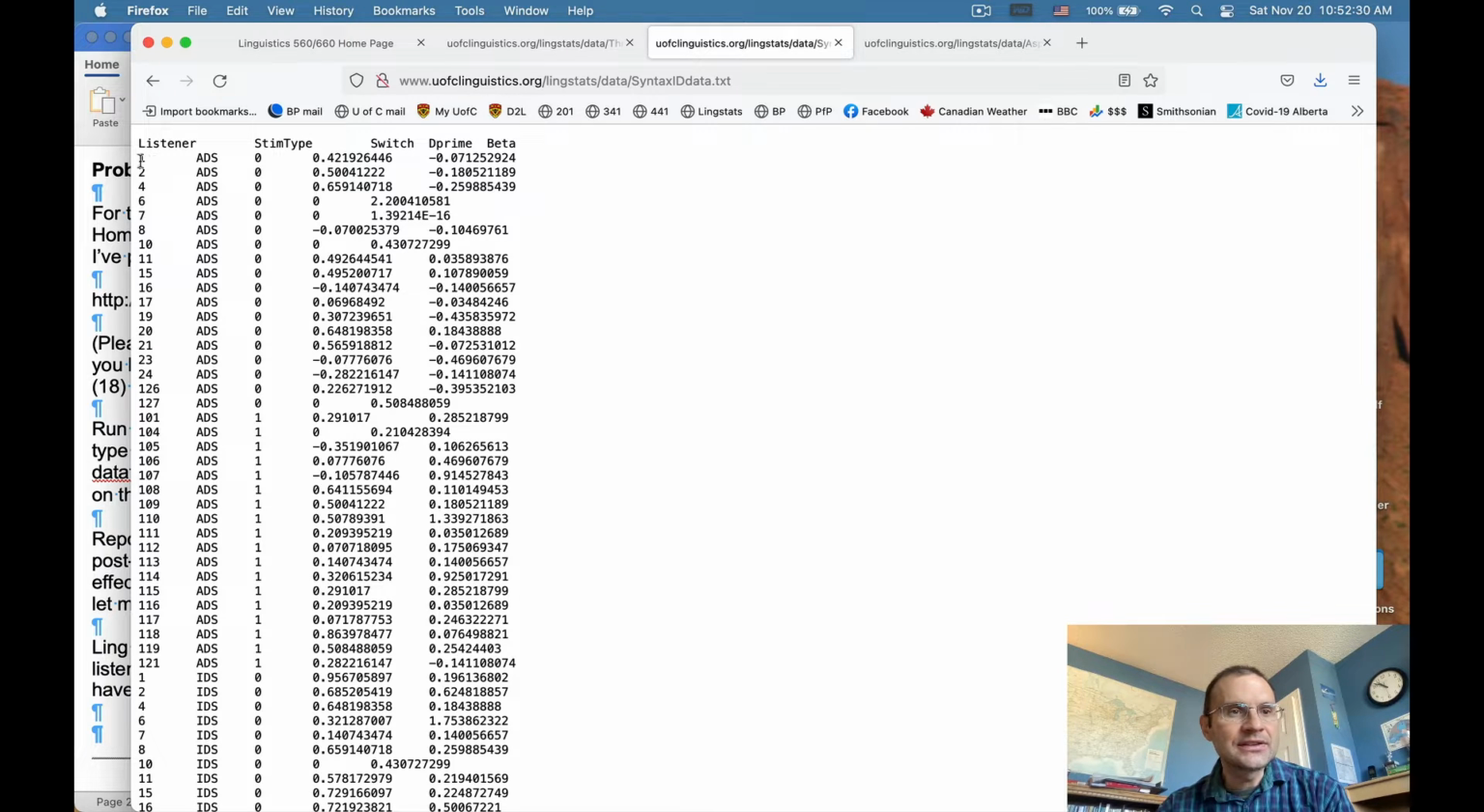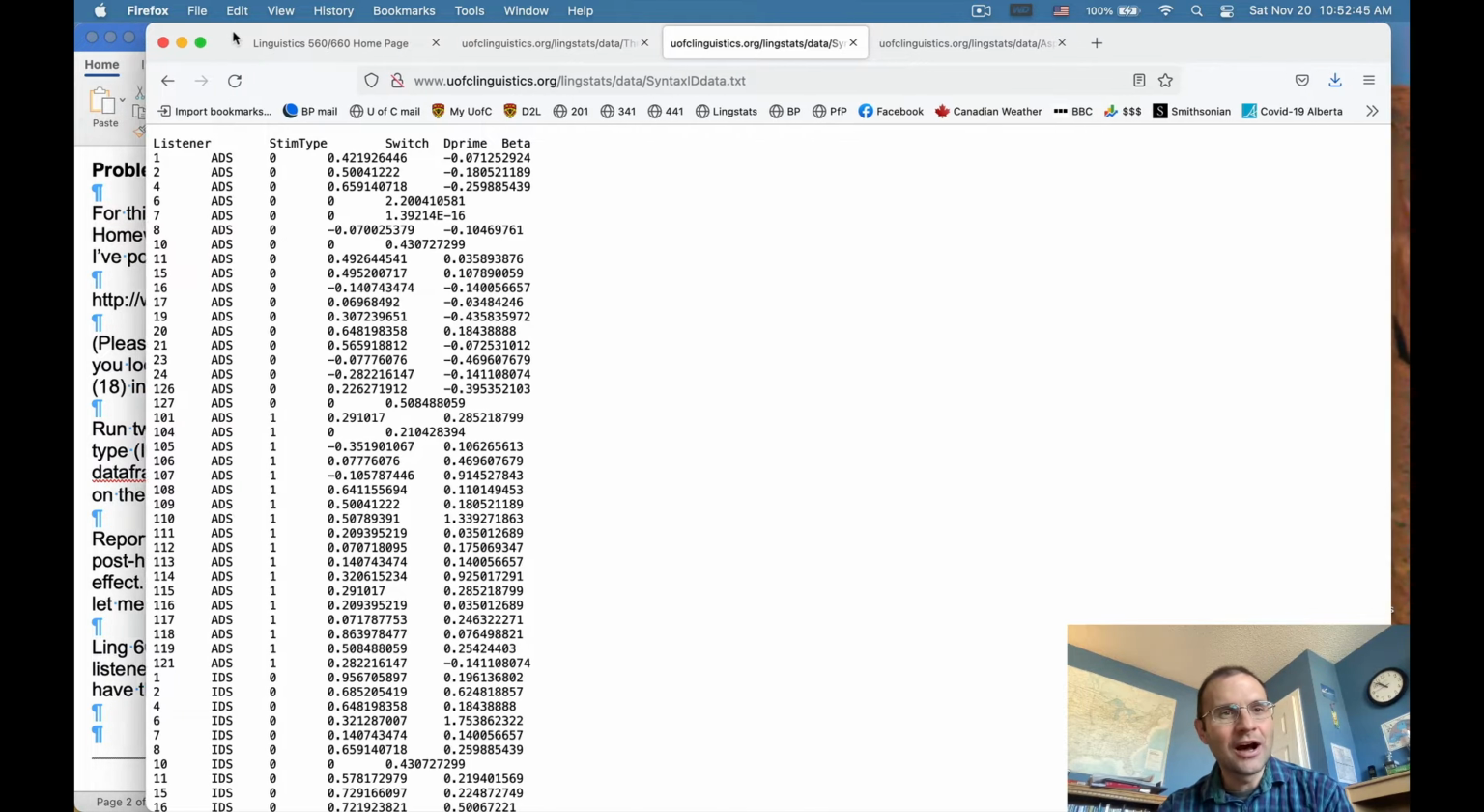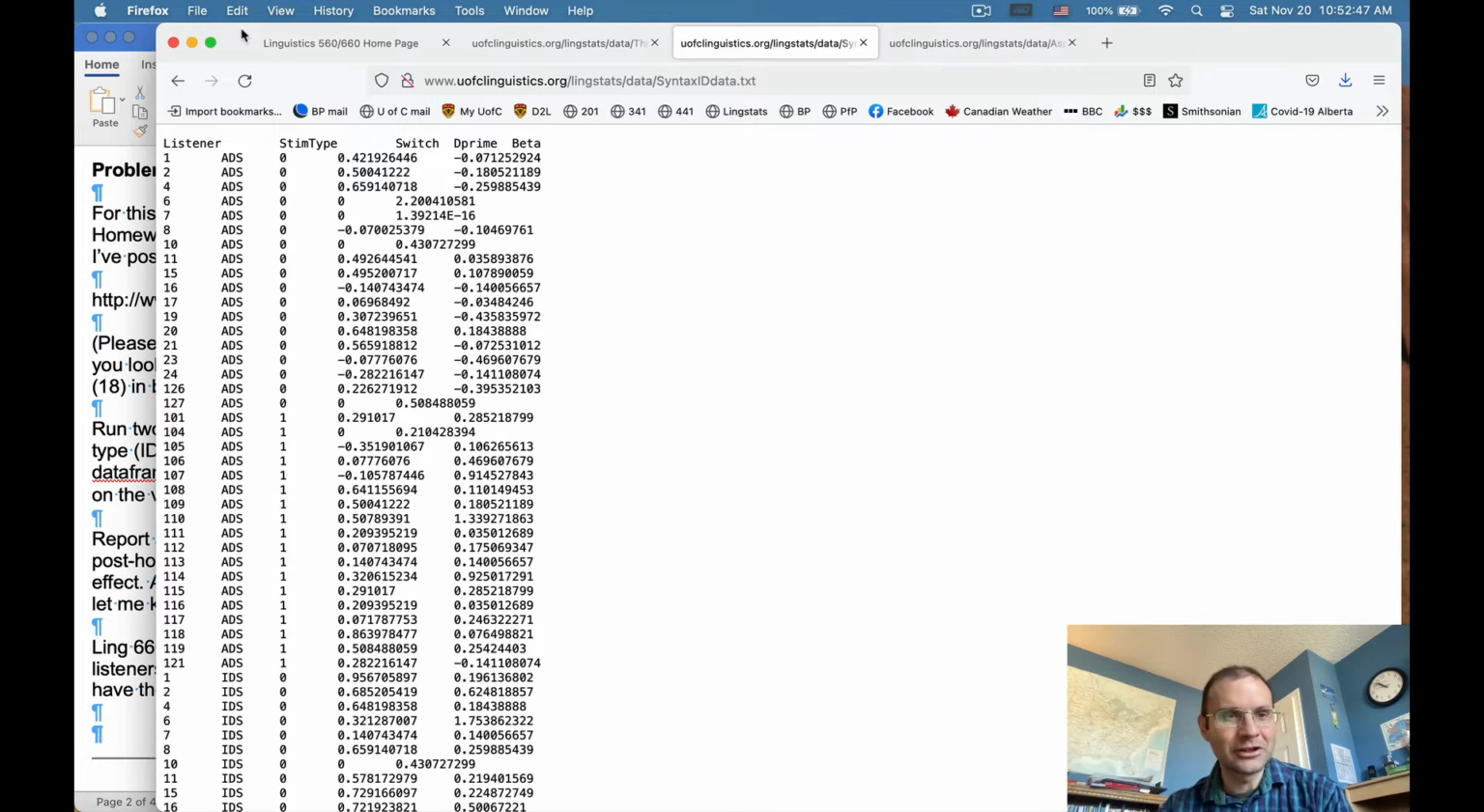So this is giving you just a data frame where we have, say, the different listeners. That's our first column. Then the stimulus type that they're listening to, whether that stimulus type includes that prosody switch, or rather the syllable duration switch between one stimulus type and another. 0 means there hasn't been a switch. 1 means that there has been a switch. And then for each individual subject, we get a D prime measure for those stimuli, and then also a beta measure for those stimuli, in this case, ADS no switch.